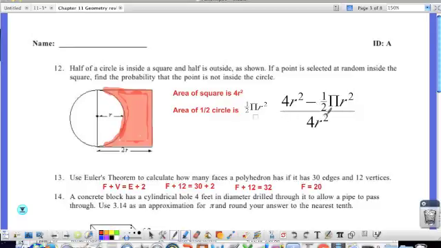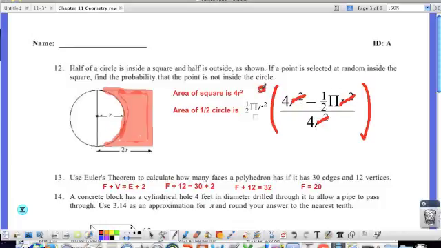When you actually set this up, you can see that some things cancel out here. All of these terms have a radius squared, so you can cancel those out. And now you have 4 minus 1/2 pi over 4. Well, you know you can't have a fraction in a fraction, but you can clear the fraction by multiplying all three terms by 2.